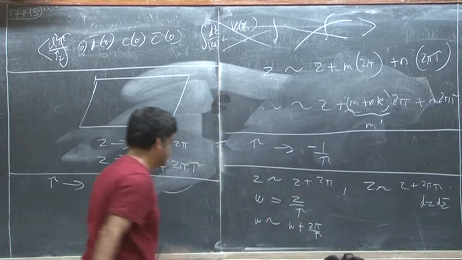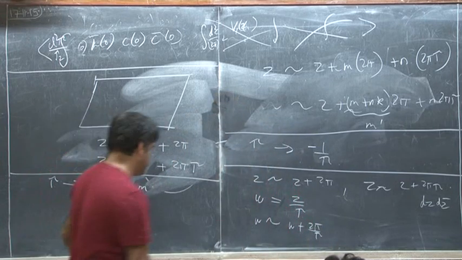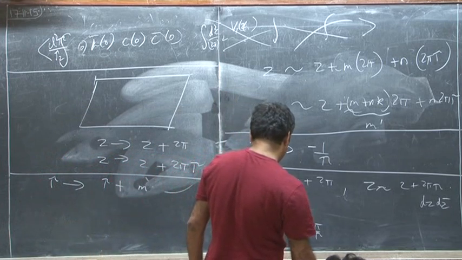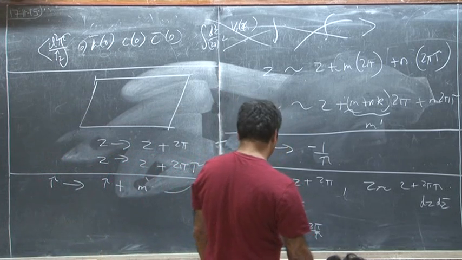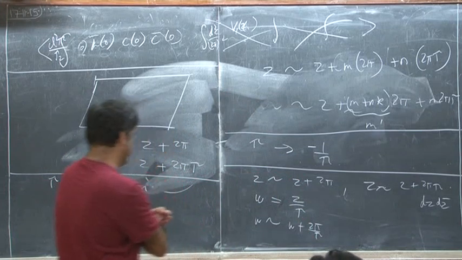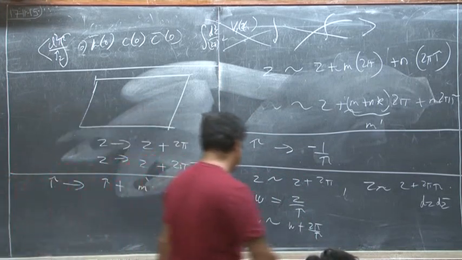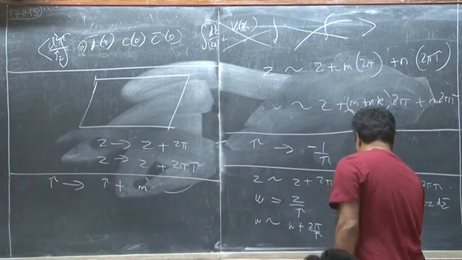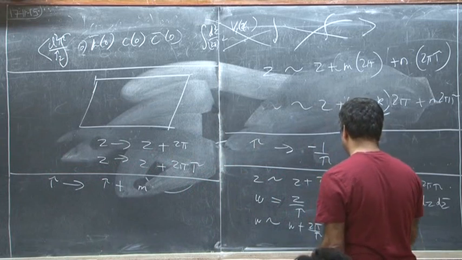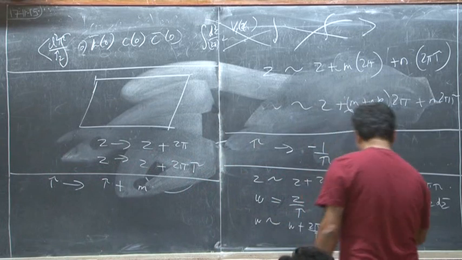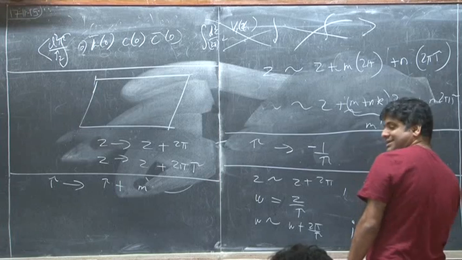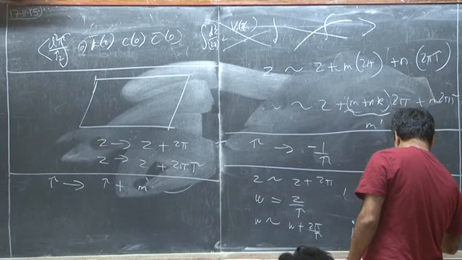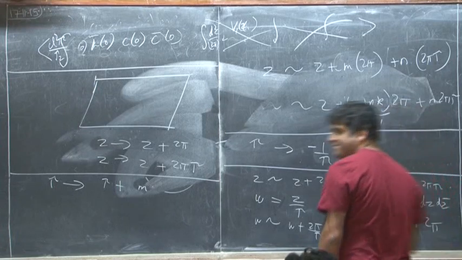tau. Sorry, times. Yes. Pi tau. And also we get W is the same as W plus 2 pi.